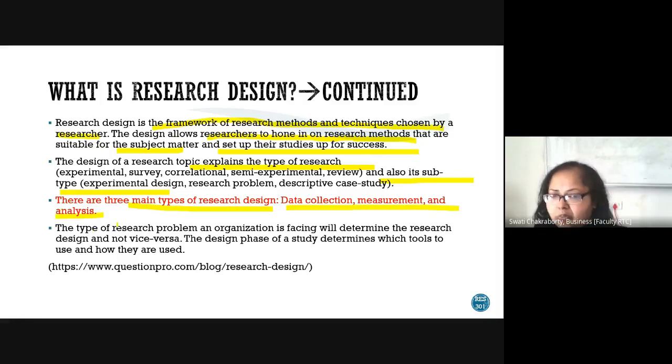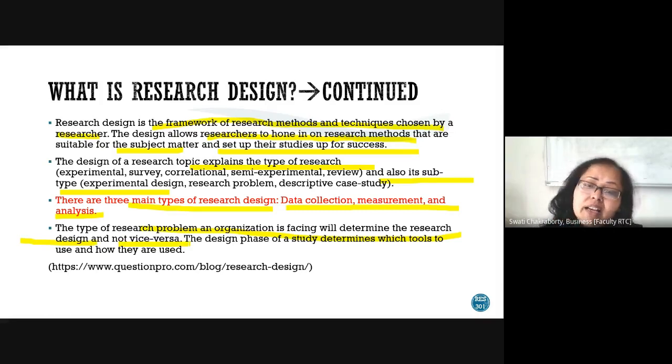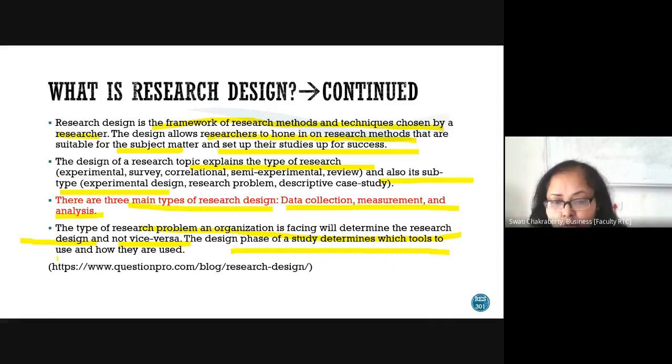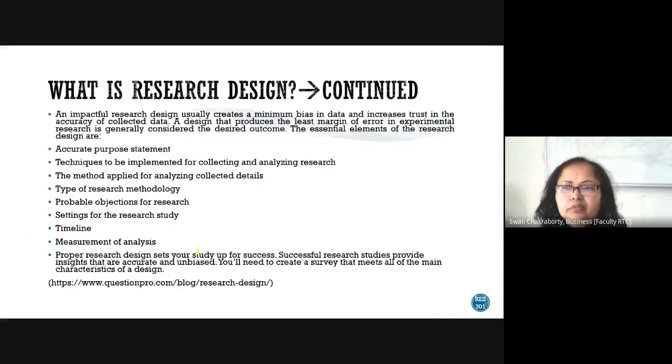The type of research problem that an organization is facing will be determining the research design, based on the type of organization and the problem that it faces. And it's not the other way around, that research design helps you in actually finding out what the research problem is. Every organization is unique, their problem is unique. That helps in determining what sort of research design we want. So the design phase of a study determines which tools to use and how they would be used.